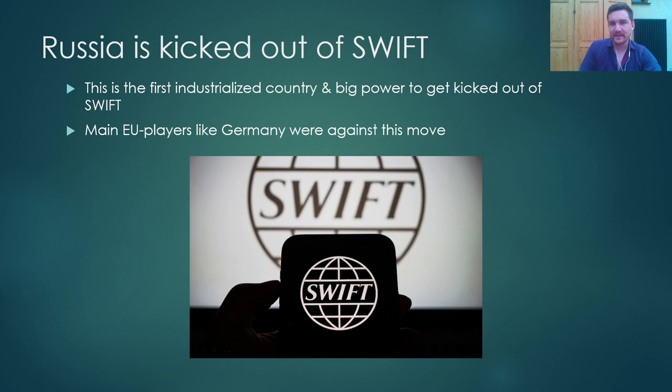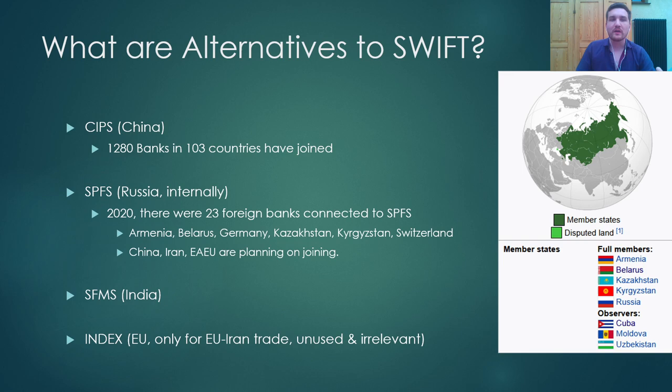So Russia is being kicked out of SWIFT. This is the first industrialized country and the first big power to get kicked out of SWIFT. In fact, many EU players like Germany were against this move, because kicking Russia out of SWIFT means that Russia will join this club of sanctioned countries that have alternative trade routes. And SWIFT will lose its global dominance when Russia is kicked out, meaning this is the beginning of the end of US dollar hegemony, right? Because what are the alternatives to SWIFT? There is CIPS, which is the Chinese alternative to SWIFT.